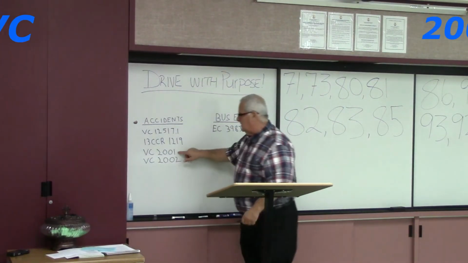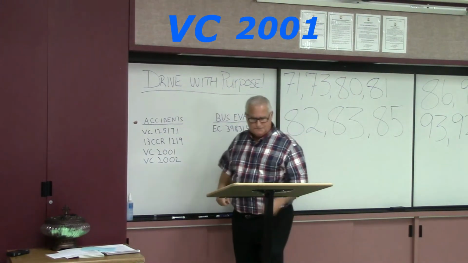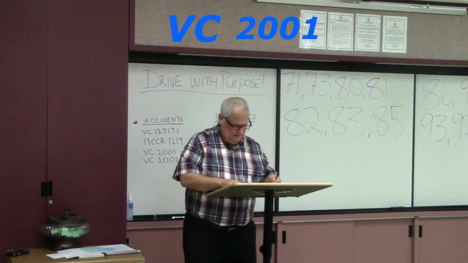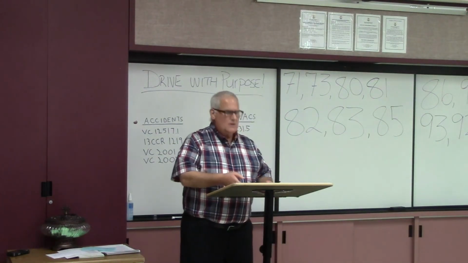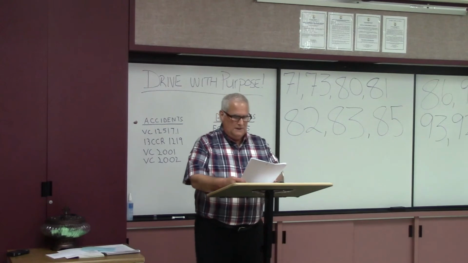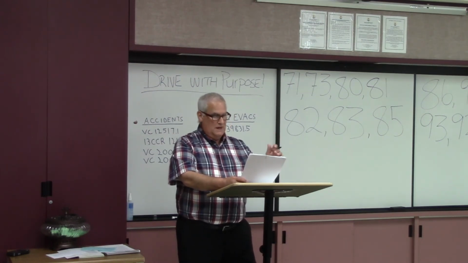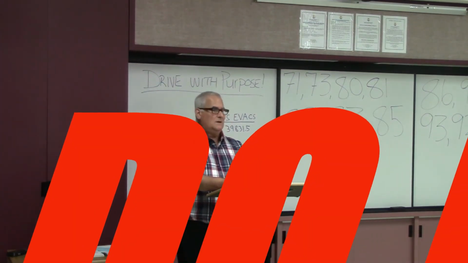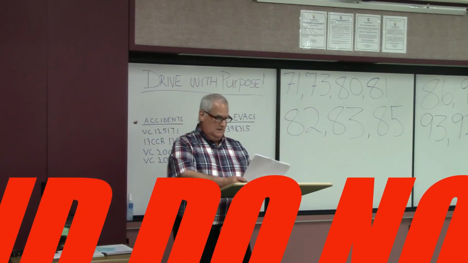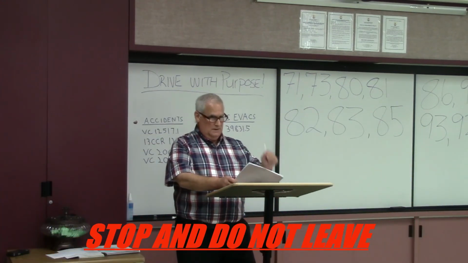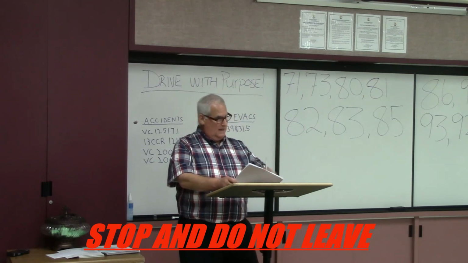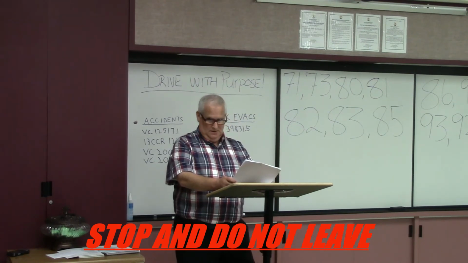Okay, this is Vehicle Code 2001. The driver of a vehicle involved in an accident resulting in injury to a person other than himself or herself, I'm going to shorten it, shall immediately stop the vehicle at the scene. So it's really important to not leave, obviously, and stop right there. Okay, if somebody's injured, don't move that bus.